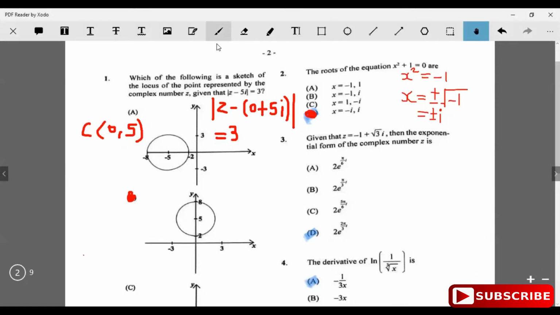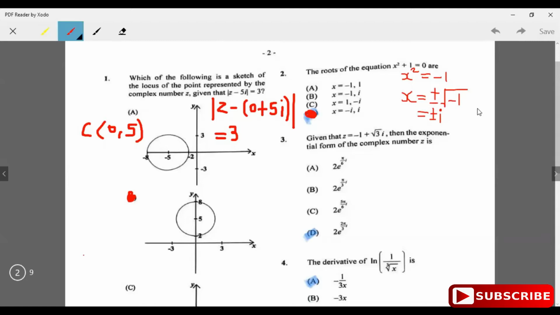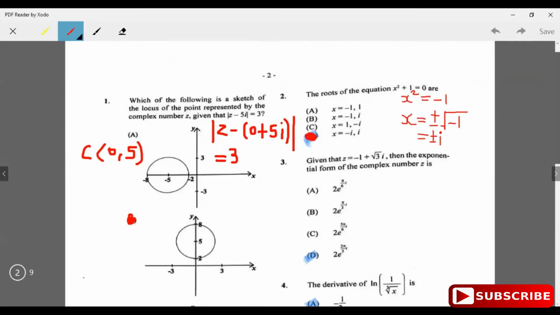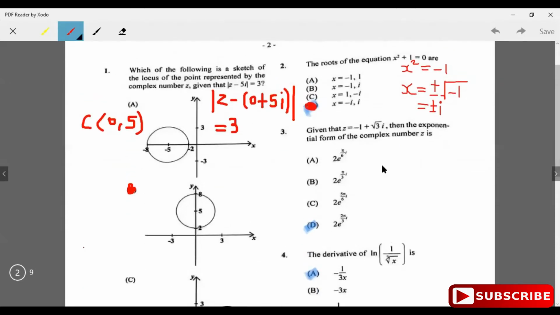All right, let's continue. Question 3 says, given that z is equal to -1 plus root 3 i, then the exponential form of the complex number is? Option 1 is B, option 2 is D.